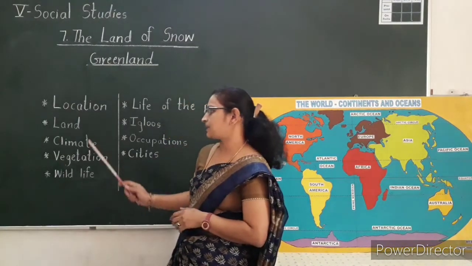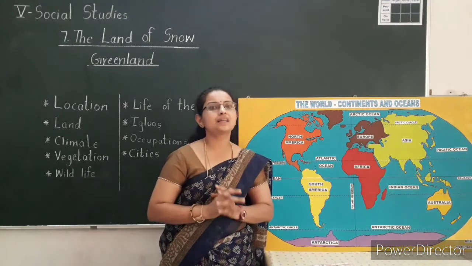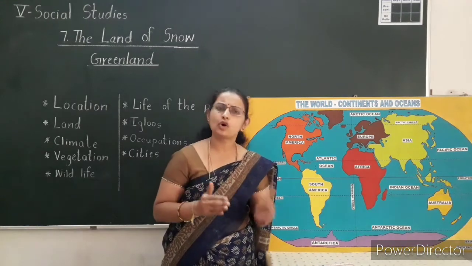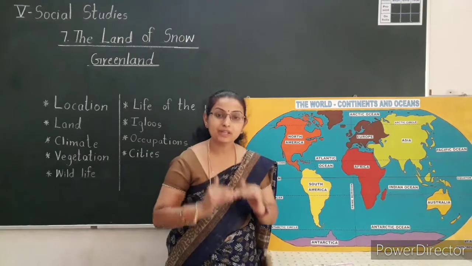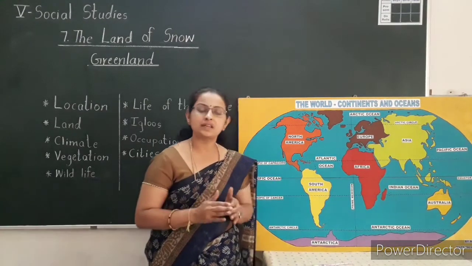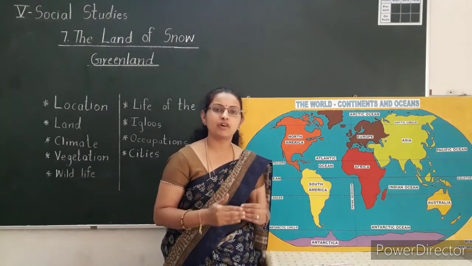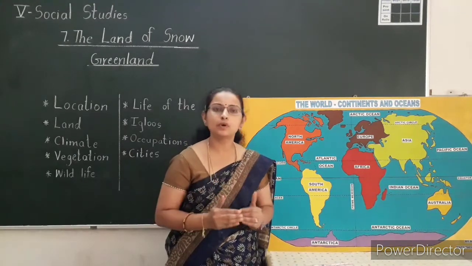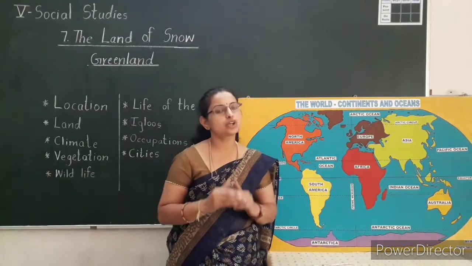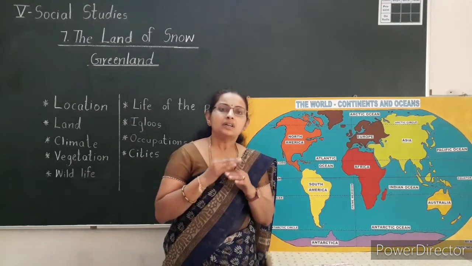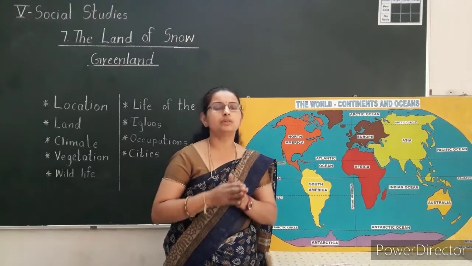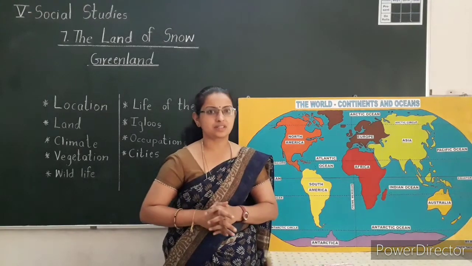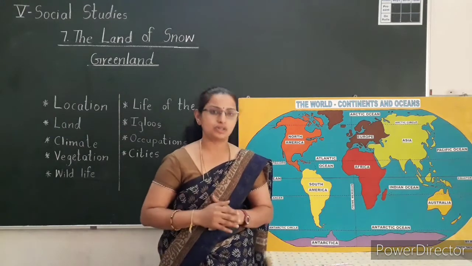Next point is climate. Greenland has an Arctic type of climate. The winter is long and cold with temperature below the freezing point. The sun does not rise for several weeks. Extremely cold and chilly winds blow here. Summer is short and cool. Even though sunlight continues for several weeks, it is still very cold.